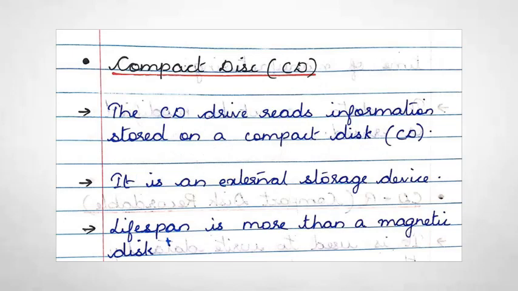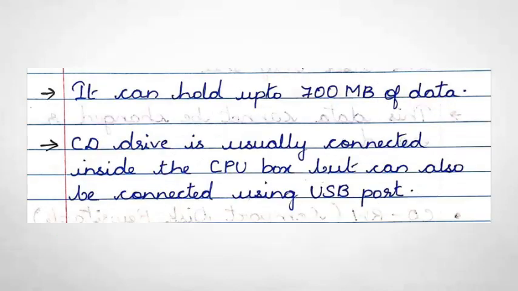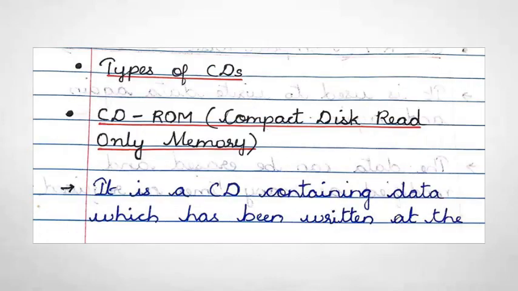The lifespan of optical disk is more than a magnetic disk. It can hold up to 700 megabytes of data. It is usually connected inside the CPU box, but can also be connected using USB port. There are three types of compact disk.